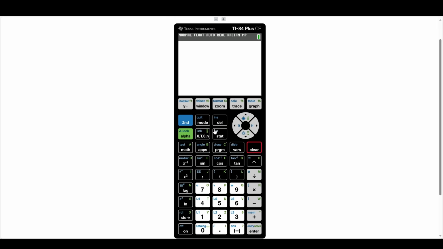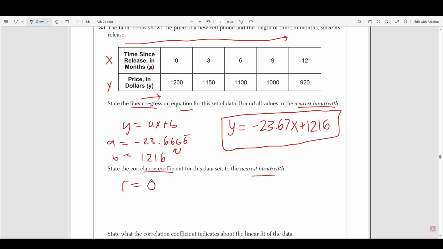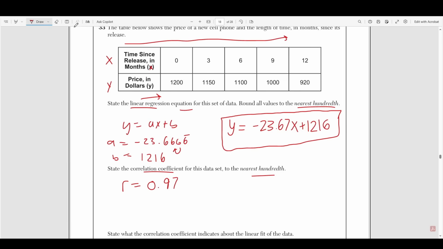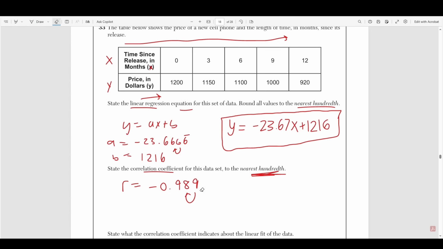And when it says done, go back into that menu. So stat, calc, linreg, and here you see R squared and you see R. The R is going to be the correlation coefficient, not the R squared. So you can say that the R is equal to, sorry, negative 0.989. Because we're rounding it to the nearest hundredth, we have to change this 8 to a 9. So the correlation coefficient is negative 0.99.